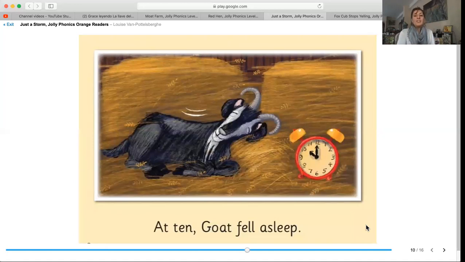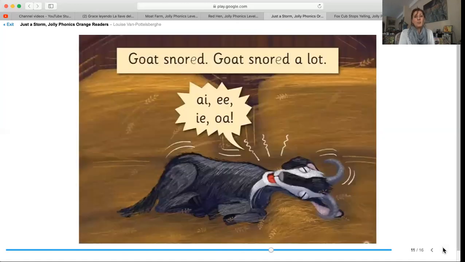What do you think she is going to do when she's sleeping? You're right, she snores. Yeah, she snored. So goat snored. Can you read that? Yes, goat snored a lot. And here, this is the way she snored.